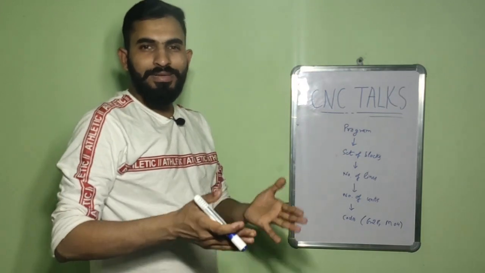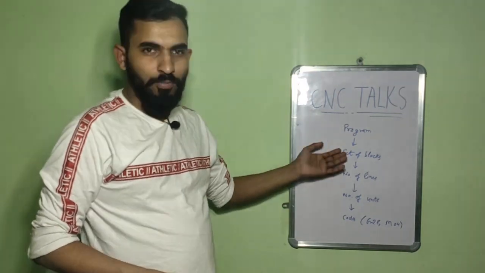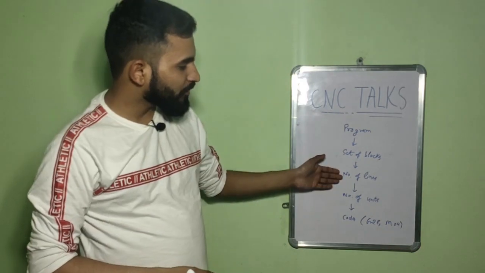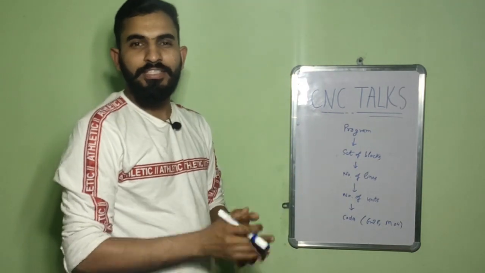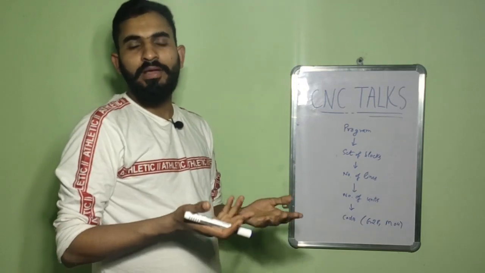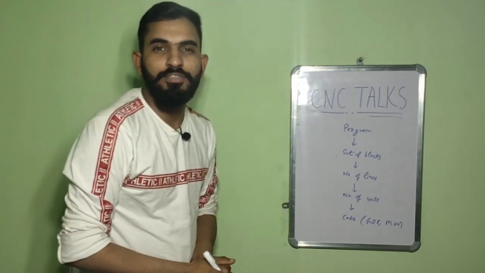So at the end, we can say that a program is a set of blocks and a block contains a number of lines, each line contains a number of units and each unit contains a code which may be a G or M code or any other annotation.